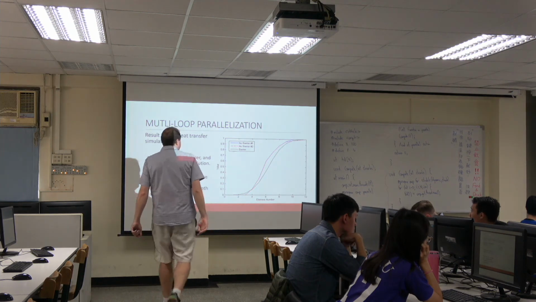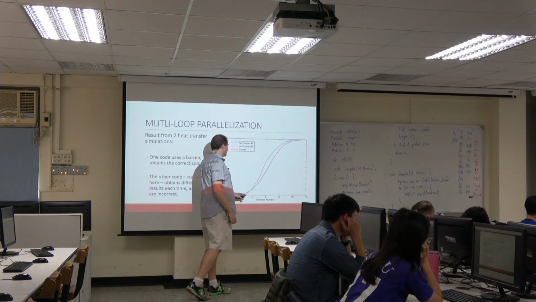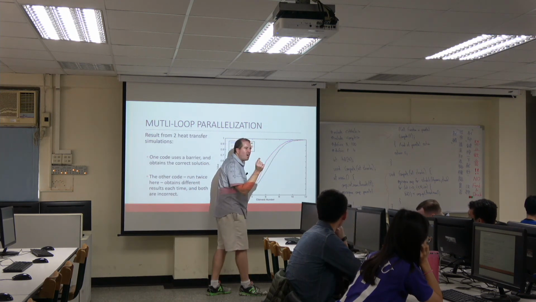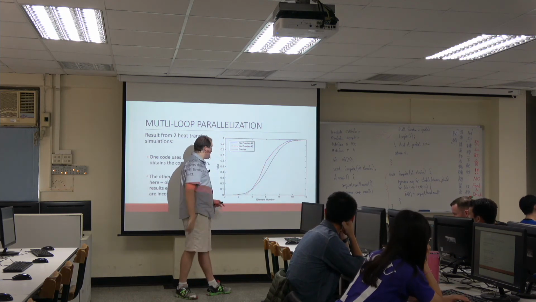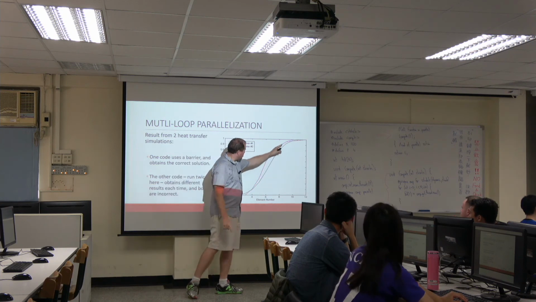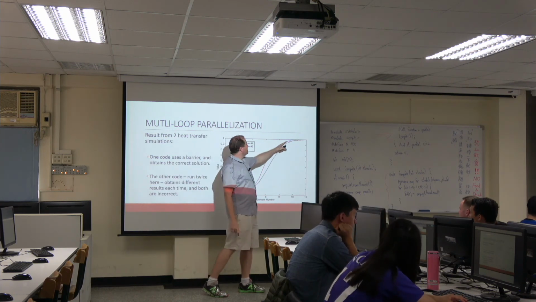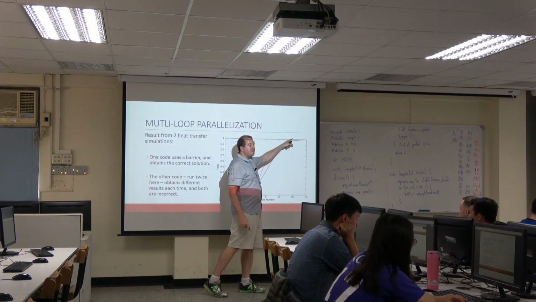It's very dangerous, you can see. Looks like the answers are the same here, and they even look kind of sensible, don't they? This looks like it might be a solution to the diffusion equation. It is not the correct solution. The black line is the correct solution. And you can see here the solution generated differs.